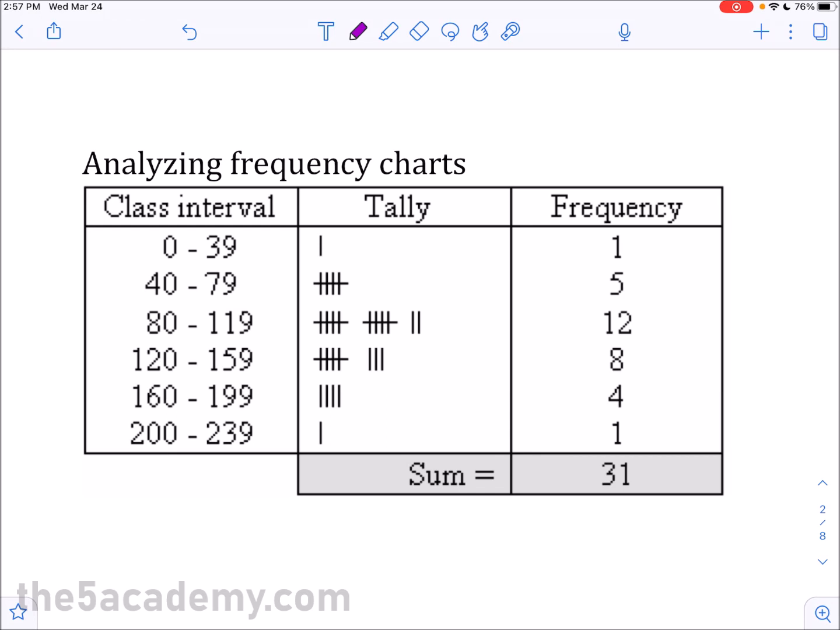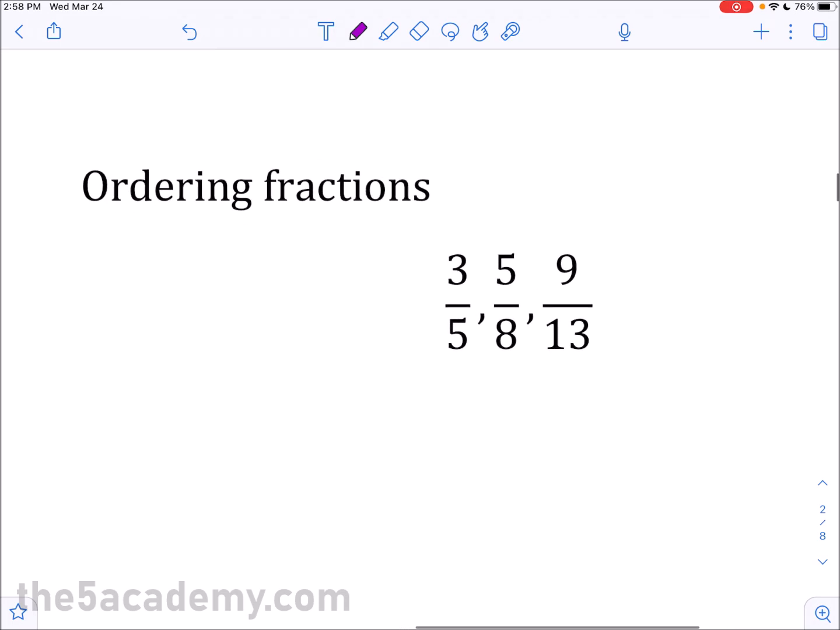Analyzing frequency charts. This seems pretty straightforward, but what if I asked you, if I was to randomly draw a student from this class, what's the probability that the student scored over 120? So analyzing problems like this with this tally or with this frequency is kind of what you are being asked to do when you're analyzing frequency charts. Ordering fractions, you need to be able to order these. It's pretty straightforward. I would just plug each of these into your calculator, find the decimal equivalent, and then order the decimal equivalents of these, and then turn them back into fractions.